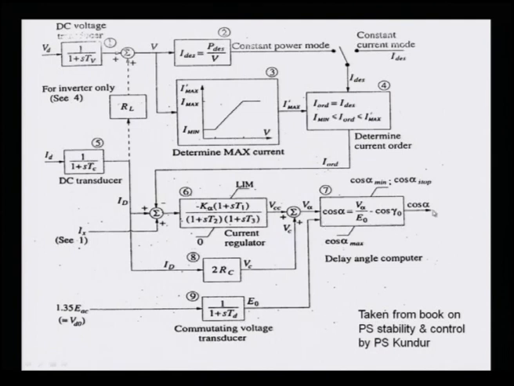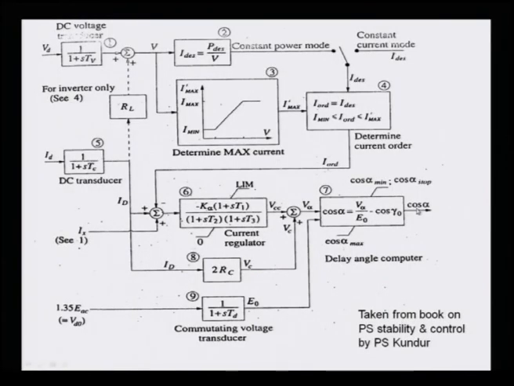If you see the basic equations of a rectifier circuit or inverter circuit, we are using the voltage Vd multiplied by the cos alpha, and then another component comes with the commutation reactance multiplied by the current, or you can say commutation voltage. So, that is used to calculate this cos alpha. So, this alpha is to be calculated.